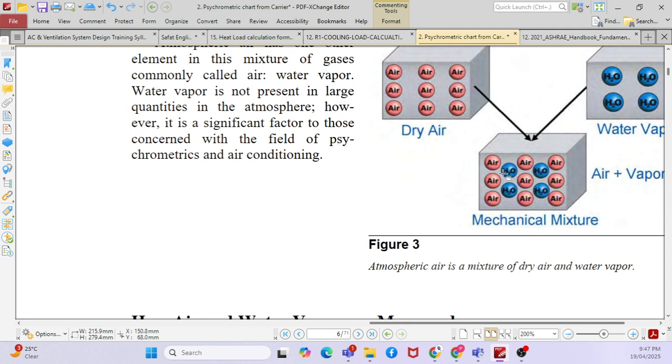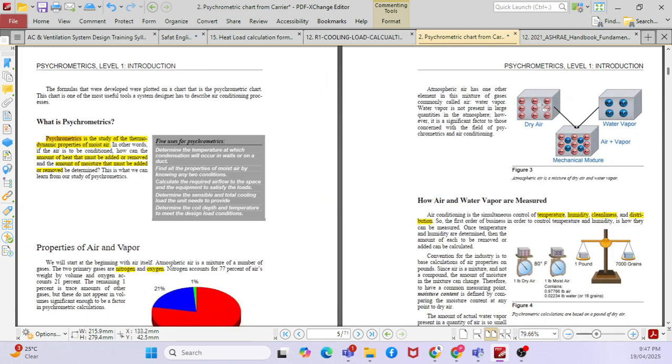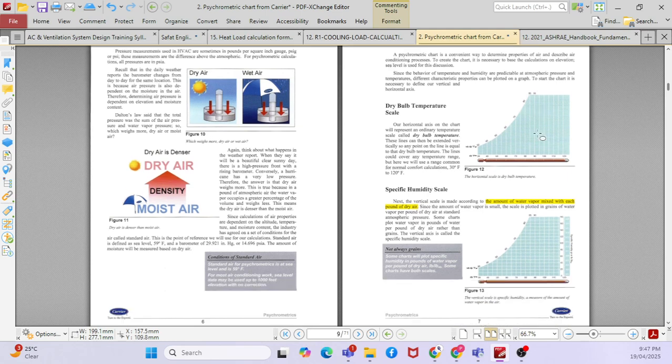H2O means what? H2O is water, right? And when you say 100% H2O, that means what? Full of water, right? So here this is called the dew point, saturated. This is called the dew point saturated, right? So I will be sending you these documents.